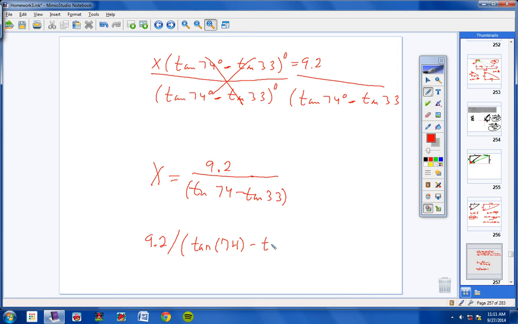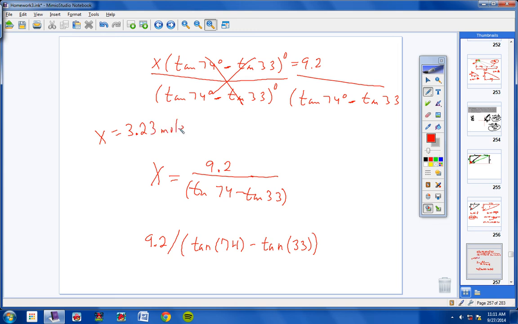Then hit minus, hit tangent. Of course, this parentheses will pop up right here. Put 33, and then close the parentheses, and then close it again. So hit parentheses twice. Now, if you'll hit enter on that, you will get the correct answer. I've already checked all this out, and the correct answer for number 49 is 3.23 miles.